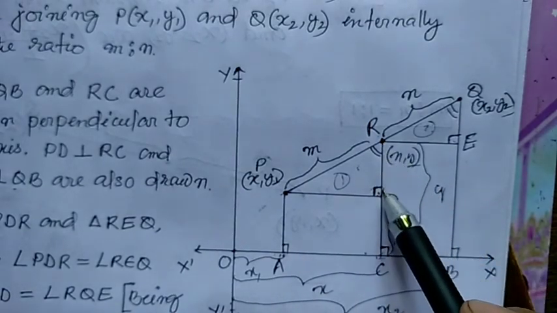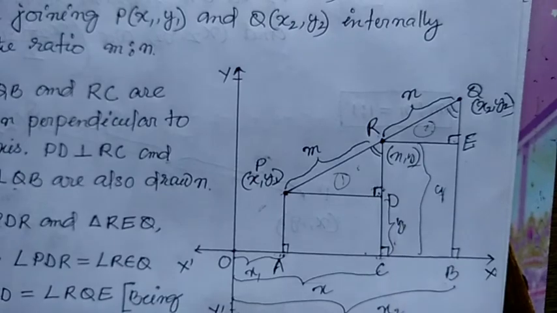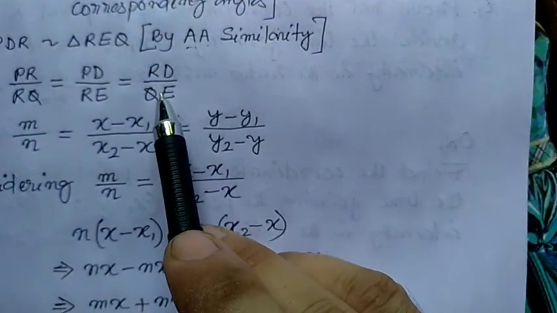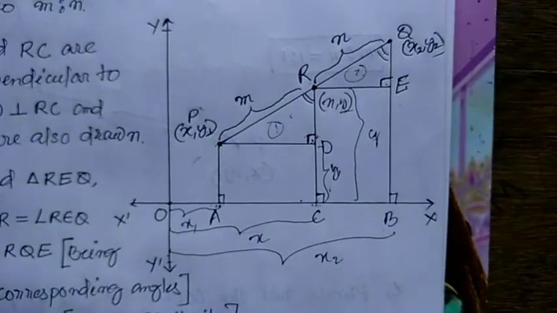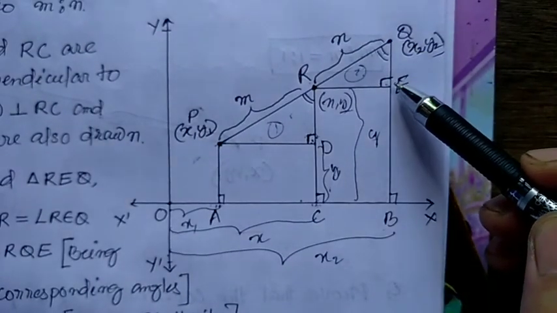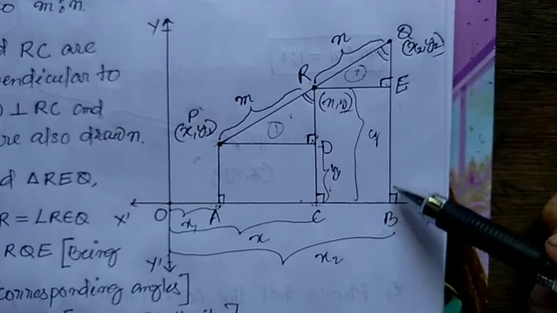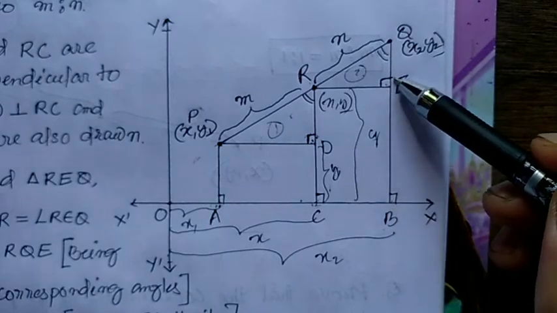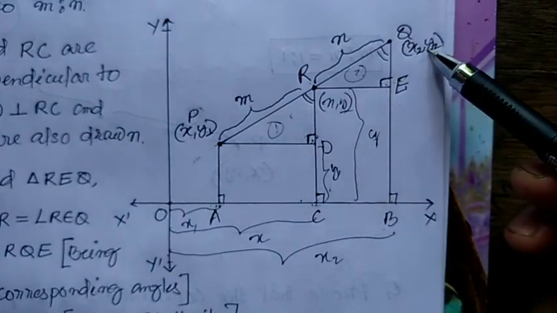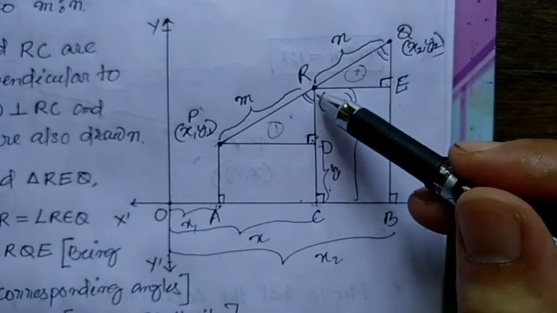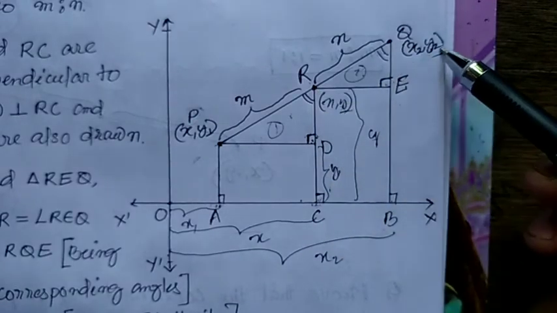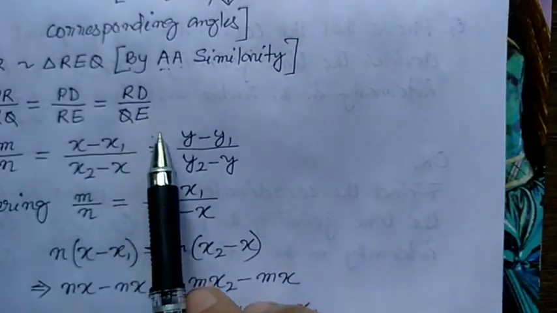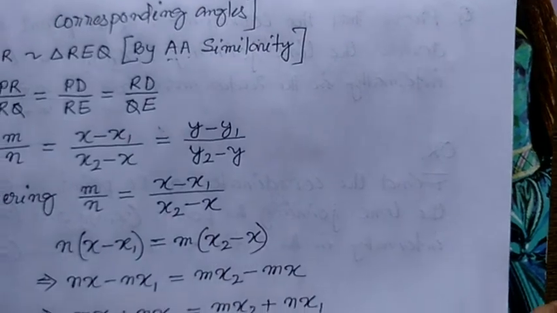Then how will you write RD? Y minus y1. So you can see RD is written as y minus y1. And like that, for QE, we can write this QB minus BE. So QB is y2 and BE is equal to RC, which is y. So we can write this QE as y2 minus y. As you can see here, QE is written y2 minus y.